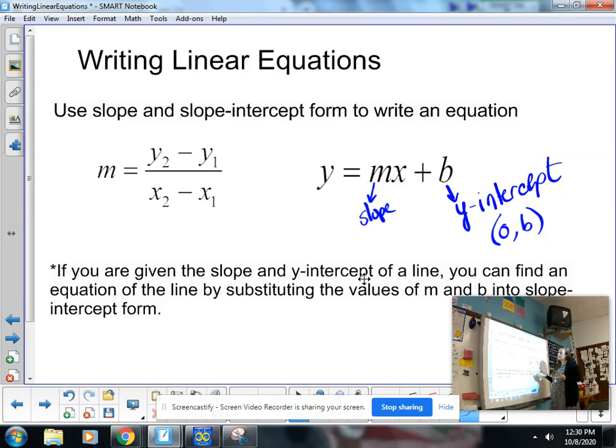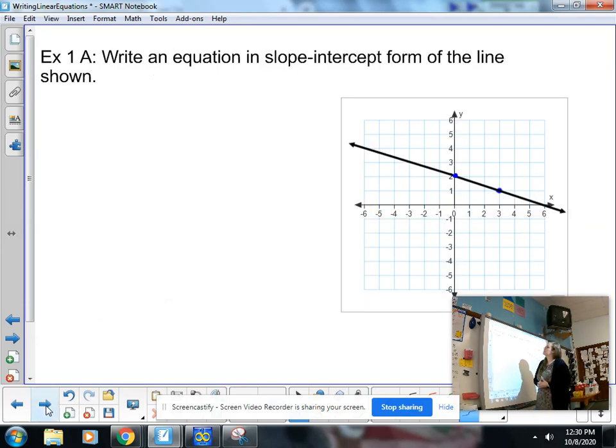So again, if you were given a slope and y-intercept of a line, you can find the equation of the line by substituting the values of m and b into the slope-intercept form. The first example we are going to look at is a graph. In this graph, we have 2 points that are marked. If your points are not marked, you may need to go onto your paper and actually mark those points. They ask us to write an equation in slope-intercept form.